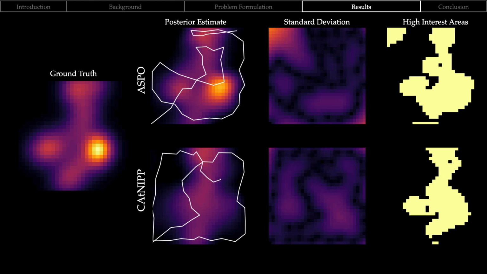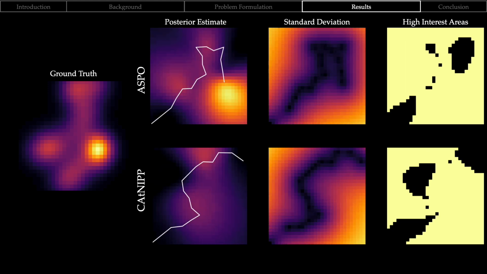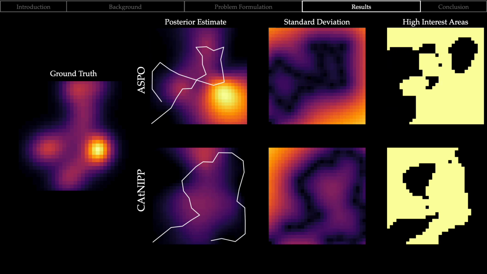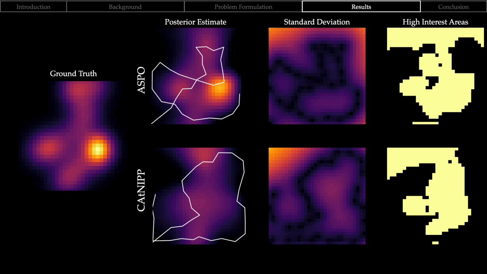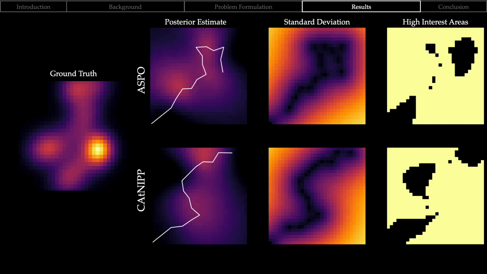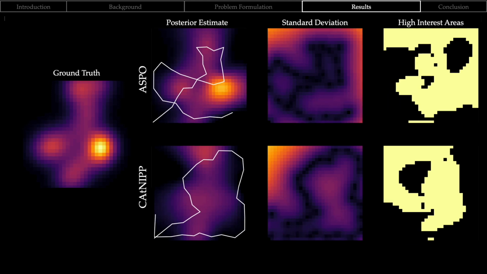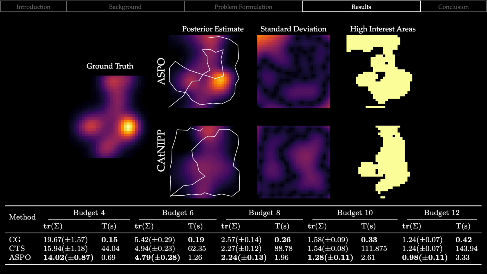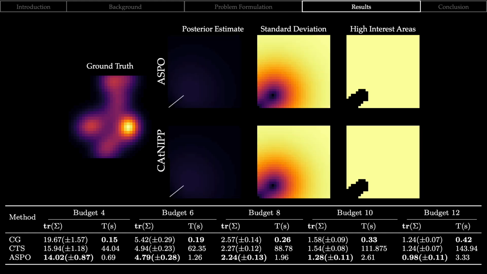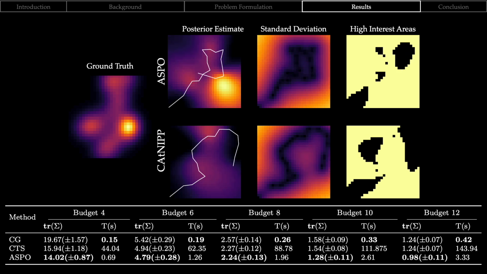And so to effectively solve this variant of the adaptive informative path planning problem, the solution methods here have to balance the trade-off between collecting additional measurements in high interest areas that they previously discovered with the alternative of exploring new areas of the environment that they have not yet visited. And so we compared our method against two different variants of the CATNIP method that they propose. One is the greedy method shown there by CG, and the other is the trajectory sampling variant of CATNIP.